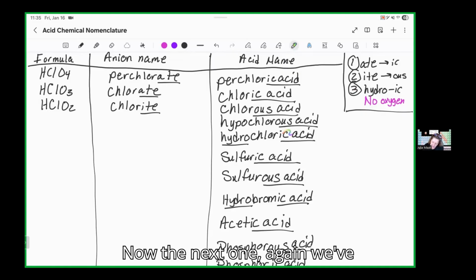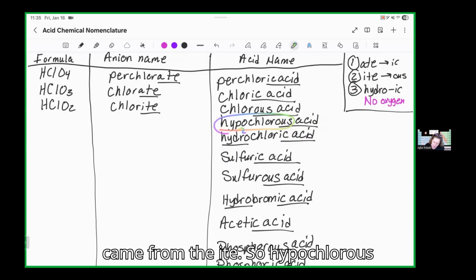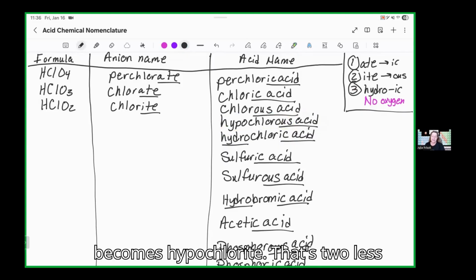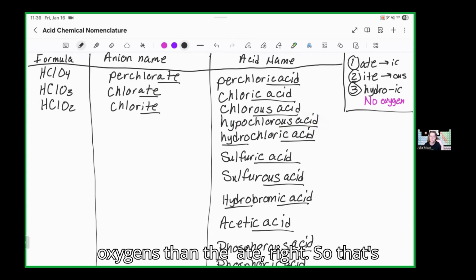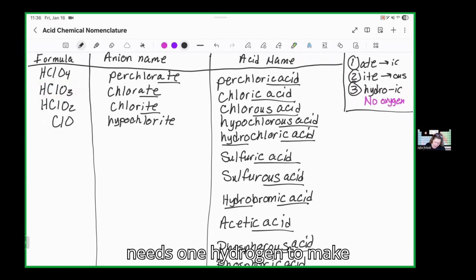Now, the next one, again, we've got the ous acid, so it came from the ite, so hypochlorous becomes hypochlorite. That's 2 less oxygens than the ate, right? So that's hypochlorous. Hypochlorite is 2 less oxygens than the ate. So it's just ClO. It's also a -1, so it needs 1 hydrogen to make that equal 0. There's your hypochlorous acid. Okay.